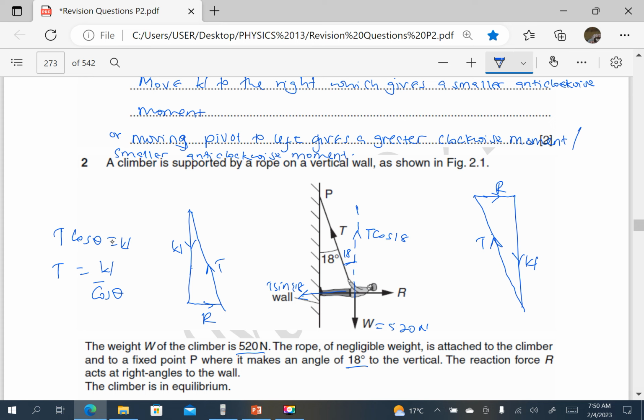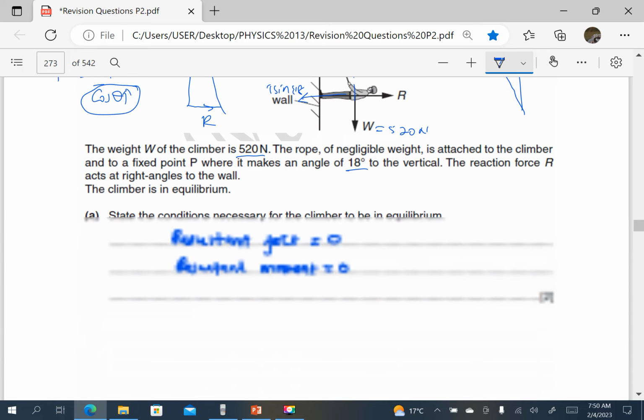They have told us the angle increases. If theta becomes larger, cos theta becomes smaller. That means the tension decreases. Actually, the tension becomes bigger because cos theta becomes smaller. When we divide by a smaller quantity, the value of T is going to be larger.